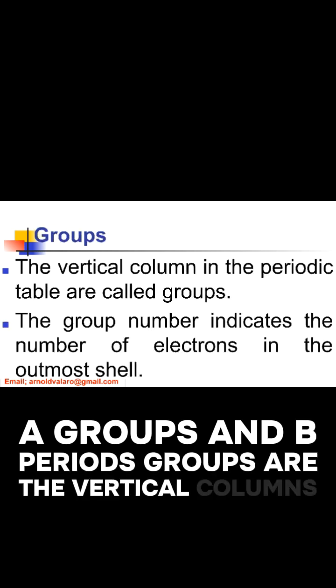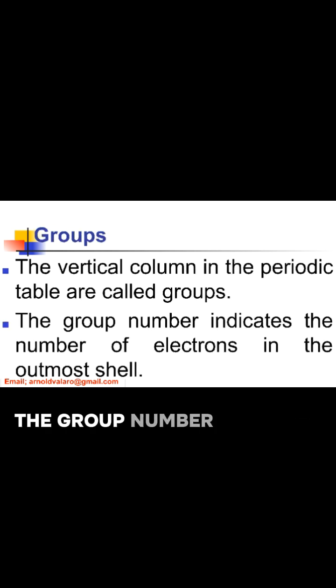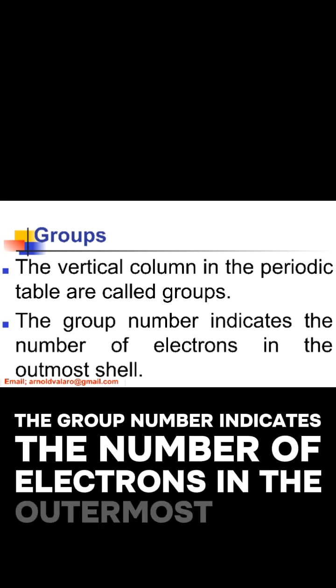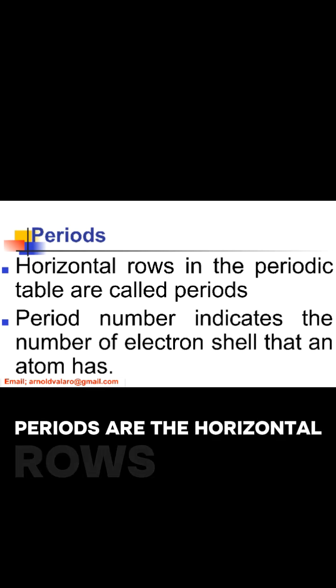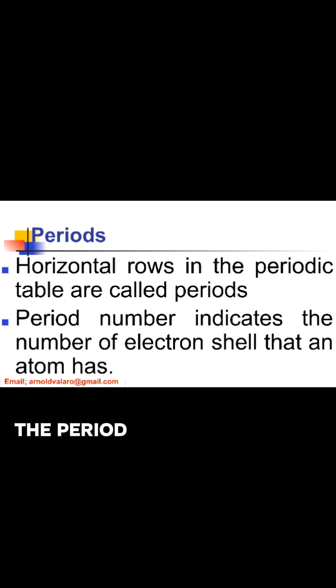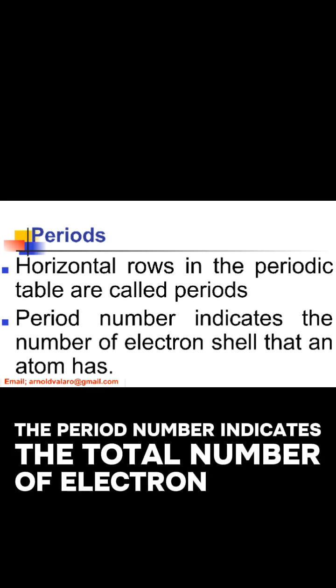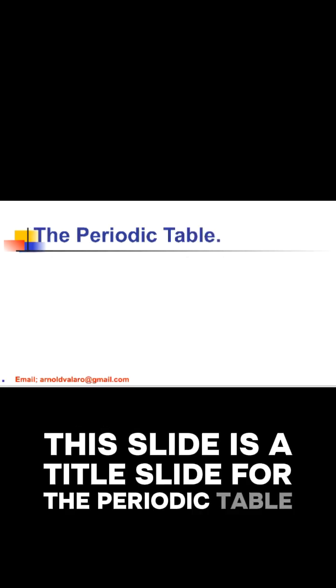Groups are the vertical columns in the periodic table. The group number indicates the number of electrons in the outermost shell of the elements within that group. Periods are the horizontal rows in the periodic table. The period number indicates the total number of electron shells an atom has. This slide is a title slide for the periodic table.